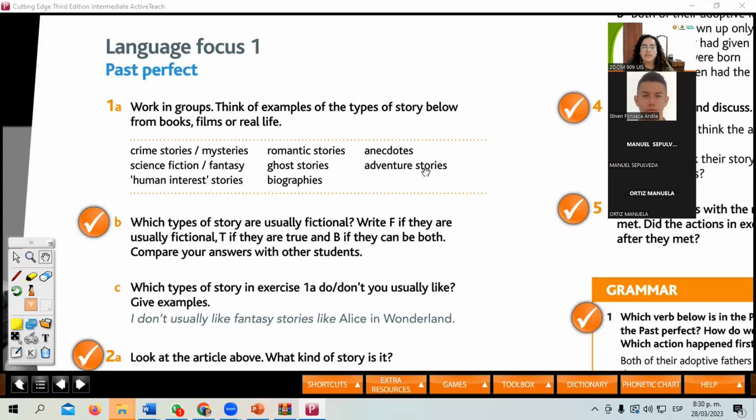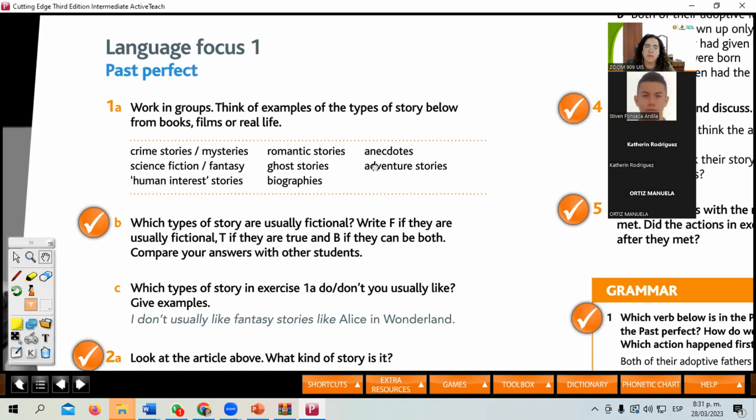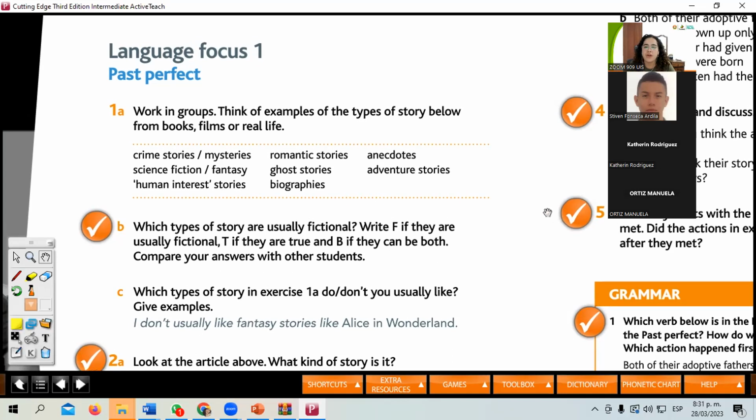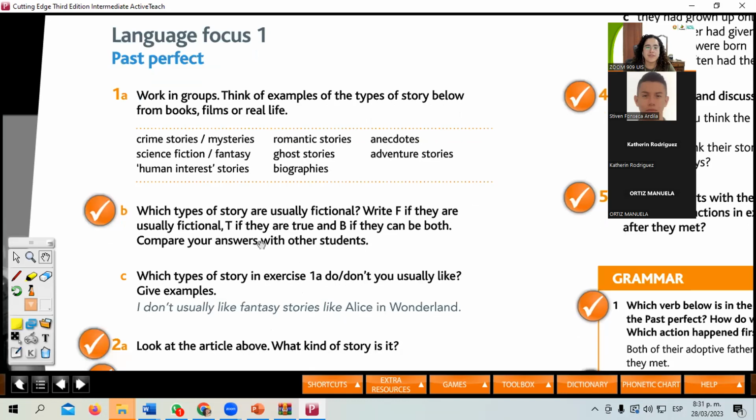And for adventure, we can include here Jurassic Park. For adventure, what else? Indiana Jones. Gulliver's Travels. And maybe for Discovery Channel, we can see some documentaries about adventure, all of this. So Fast and Furious, yes, we can also say is about adventure. All right, so Pirates of the Caribbean as well.